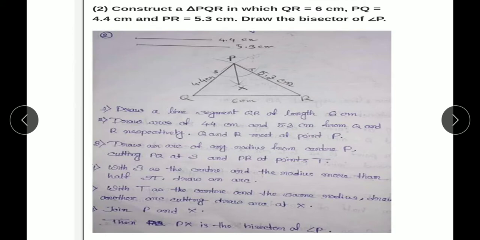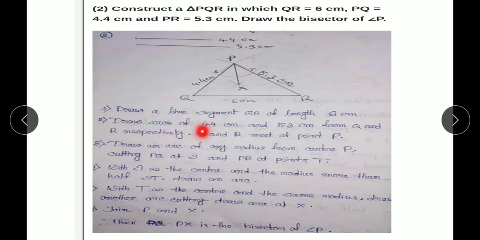Next question, construct a triangle PQR in which QR is 6 cm, PQ is 4.4 cm and PR is 5.3 cm. Draw a bisector of angle P. So with the help of steps of construction, we can draw the required diagram. Draw line segment QR of length 6 cm. We have to draw the line 6 cm and name it QR.